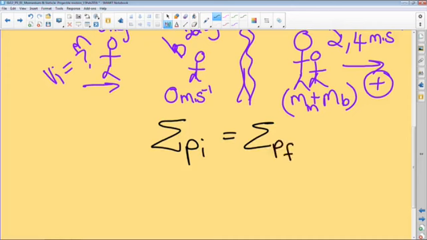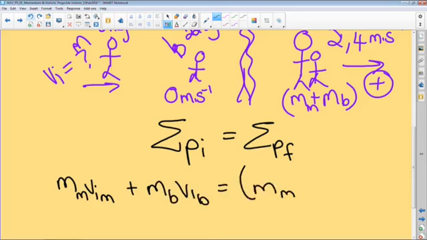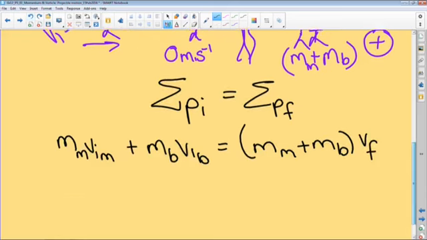Now we need to set it up so we can do some substitution. Beforehand, the mass of the man and his initial velocity plus the mass of the boy and the boy's initial velocity is equal to their masses added together and their final velocity. They became one object. If you don't recognize they become one object, what you do need to recognize is that they go at the same velocity, so your substitution is important there.